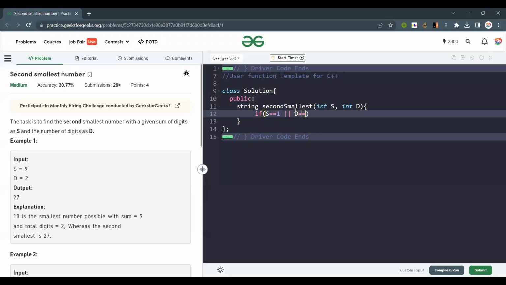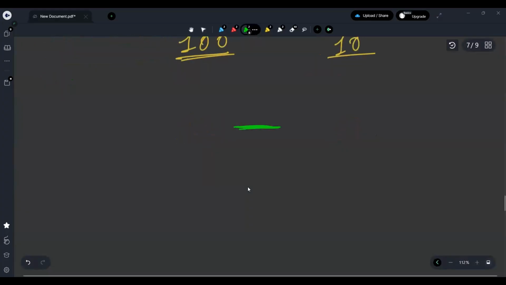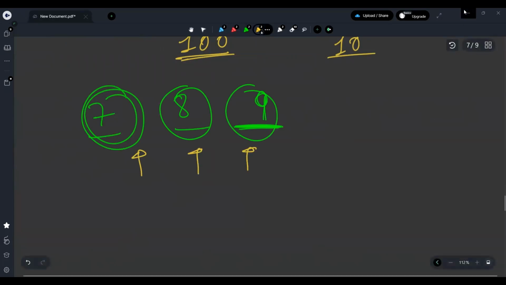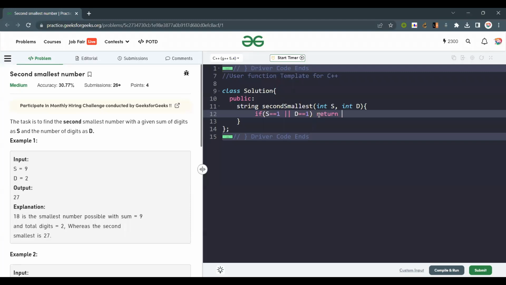Now the second case, when d is equal to 1. Why? When the number of digits is equal to 1, here is 9, let's say digit 7. So these are one digit, one digit, one digit. Can we represent it in any other form? In a single digit form, I can't represent any number in any other form. So for a single digit, it will also be invalid.